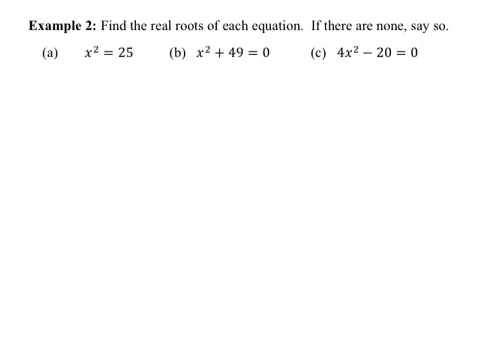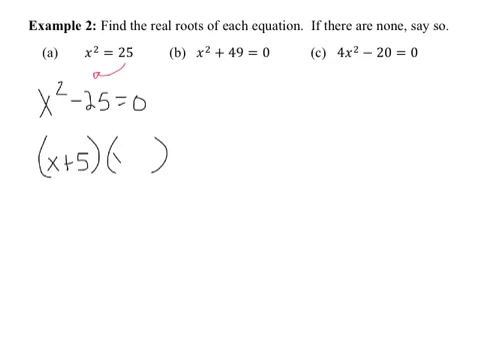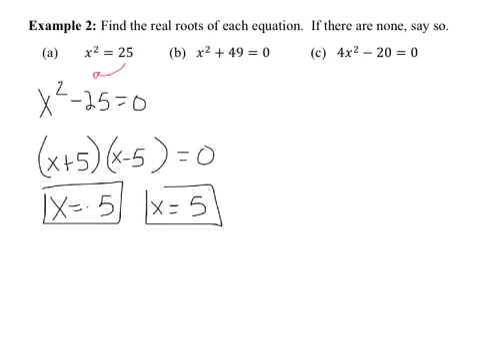In example 2, we're asked to find the real roots of each of these equations, and if there are none, to state that. Let's take a look at example A. If we solve this by factoring like we've done in the past, we start by saying x squared minus 25 equals 0. We subtract 25 to this side. Now we can factor this because this is a difference of two squares. So this becomes x plus 5, x minus 5, giving us roots of x equals negative 5 and x equals positive 5. And these are our two answers.